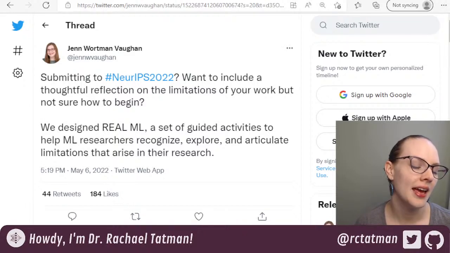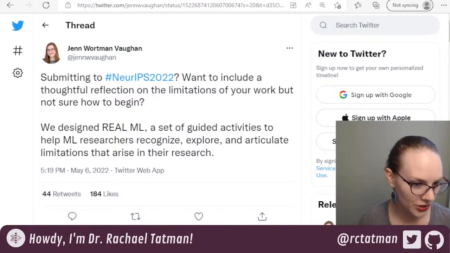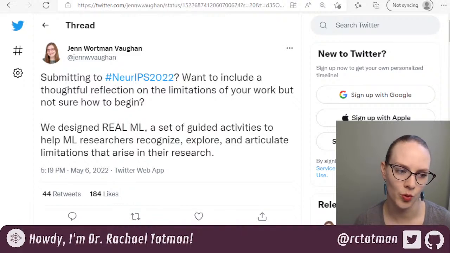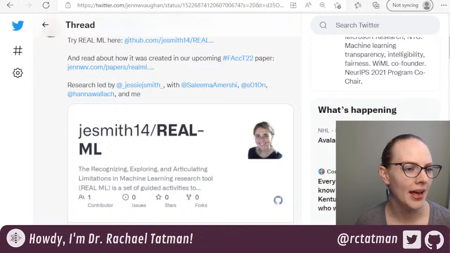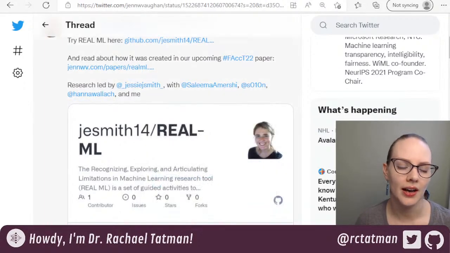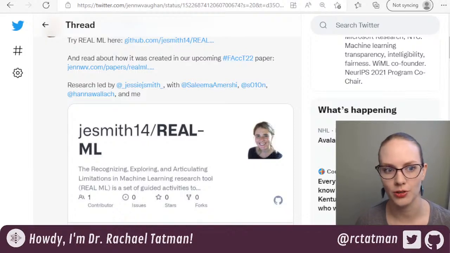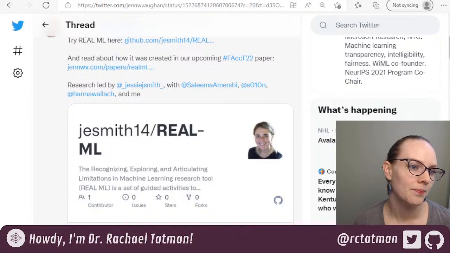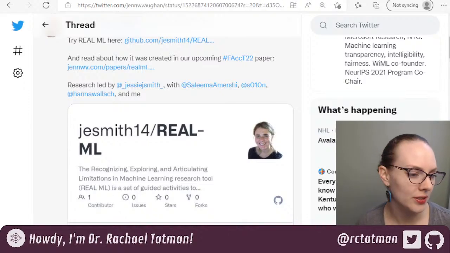So this is a tool set for researchers, a set of guided activities to help machine learning researchers recognize, exploit, and articulate limitations that arise in their research. So REAL, it's an acronym. And this is going to be part of FACT 22, so Fairness, Accountability, and Transparency in Machine Learning, which I would say is emerging as the primary publication venue for papers around those general topics in machine learning. So paper forthcoming as well.